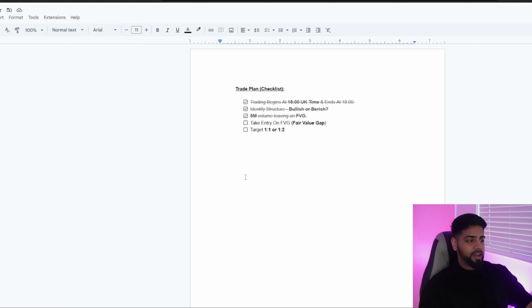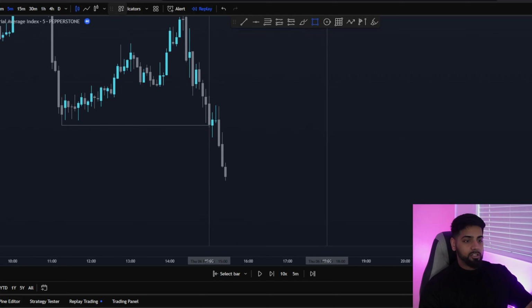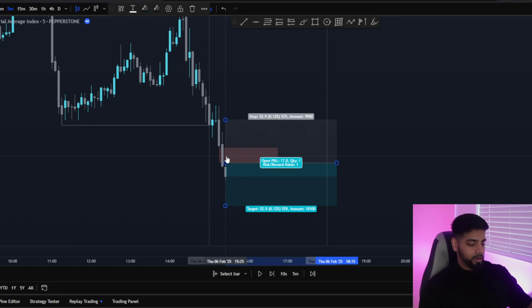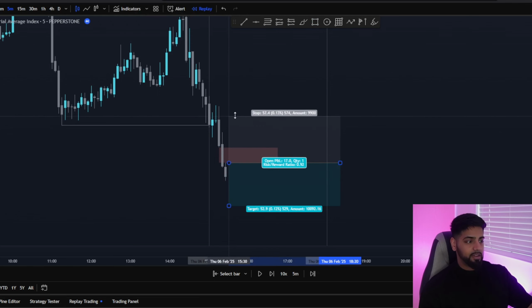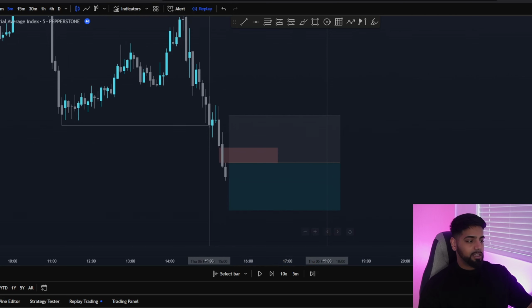So now that we've found our 5-minute volume candle that has left a fair value gap, we're then simply going to take our entry on that fair value gap, and we're going to target a 1-to-1 or a 1-to-2. Coming back onto our charts, we can take our rectangle tool and identify our fair value gap. Then we're going to take our short position tool and put our entry at the open of that fair value gap. Stops go just above this high, and then we simply target a 1-to-1 or a 1-to-2.